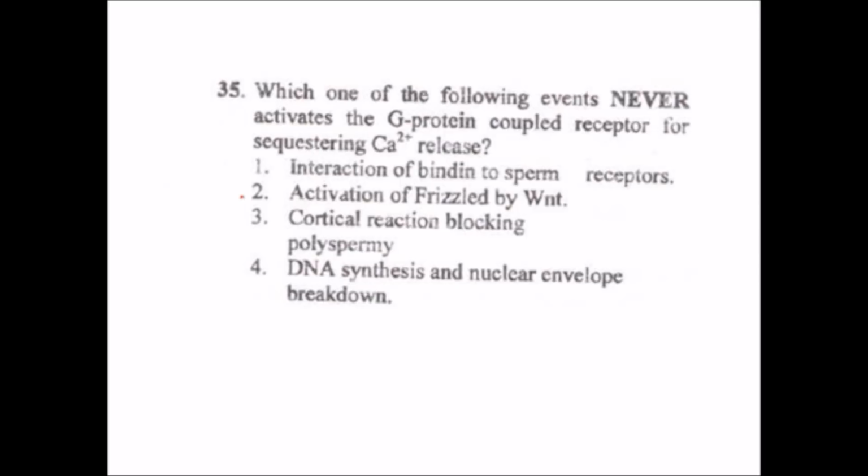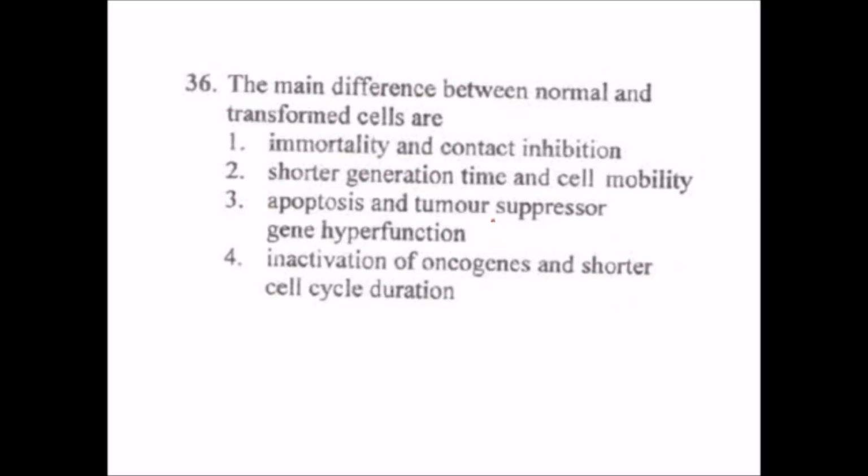So the answer will be activation of beta-catenin by WNT. Yes, next question is, the main difference between normal and transformed cells is without any doubt immortality and contact inhibition. We all know that this is a property of a cancer cell.